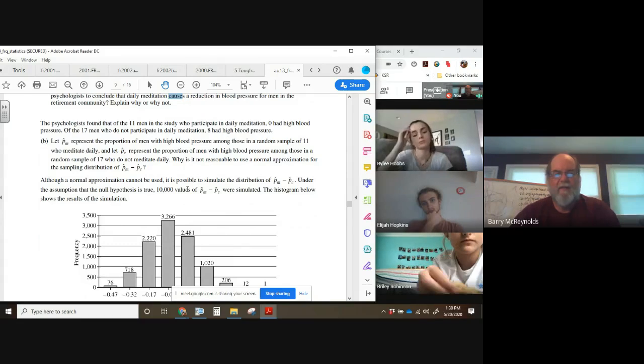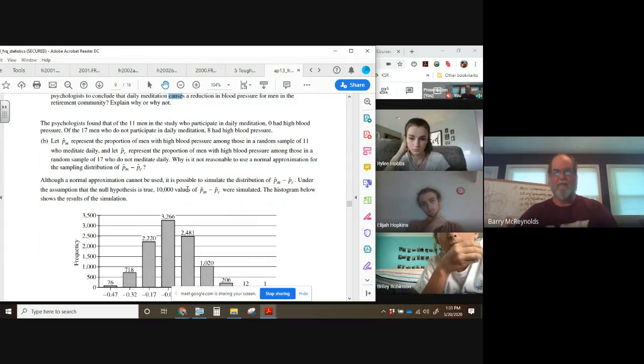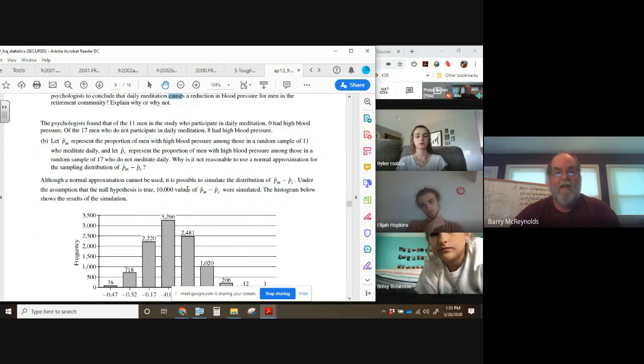So let p hat M represent the proportion of men with high blood pressure among those in a random sample of 11 who meditate daily, and p hat C represent the proportion of men with high blood pressure among those who do not meditate daily. Why is it not reasonable to use a normal approximation for the sampling distribution of p hat M minus p hat C?